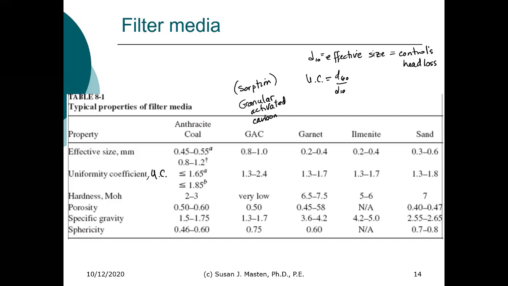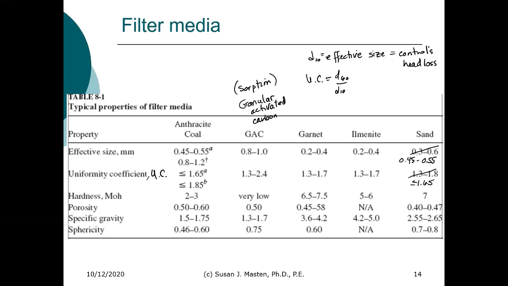On the other hand, the GLUM standards are slightly different. So I'm going to cross this out and I'm going to give you the GLUM standards. Quite a narrow range for the effective size. This is in millimeters. For the uniformity coefficient, according to the GLUM standards, this should be less than or equal to 1.65.